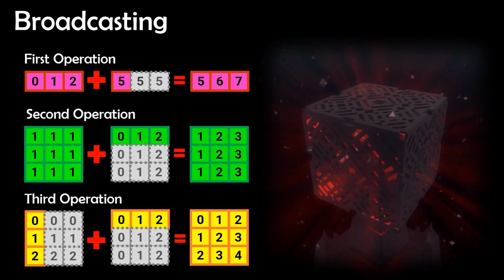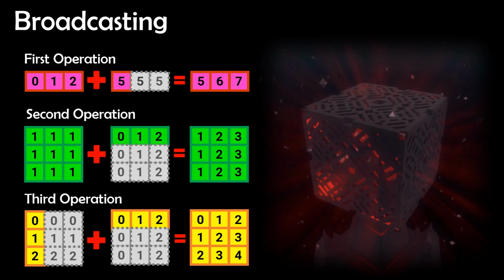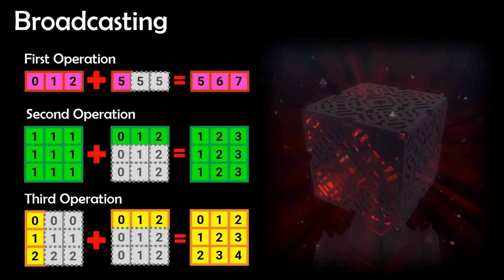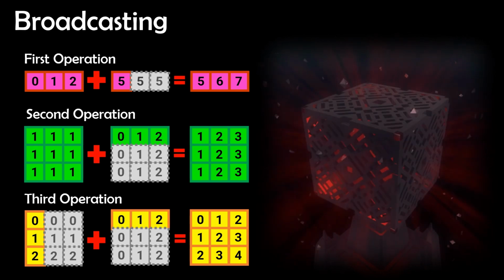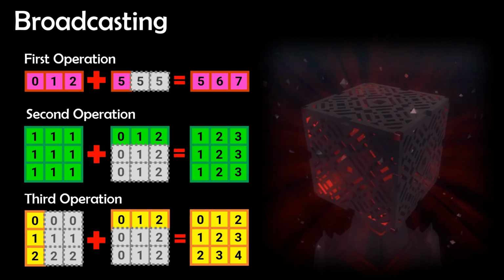Broadcasting refers to how NumPy handles arrays with different shapes during arithmetic operations. The array of smaller size is stretched or copied across the larger array. In the first operation, the shape of the first array is 1 times 3 and the shape of the second array is 1 times 1. Hence, according to broadcasting rules, the second array gets stretched to match the shape of the first array and the shape of the resulting array is 1 times 3.